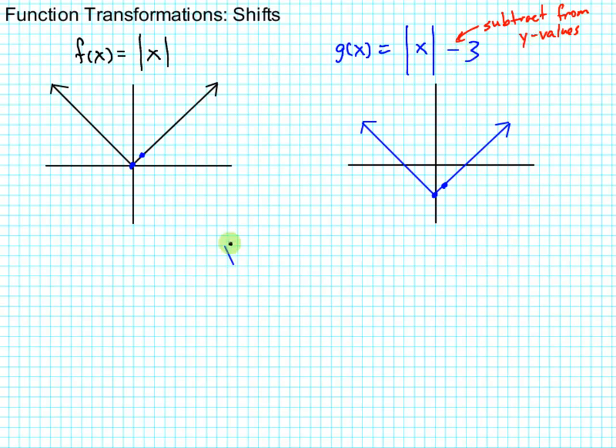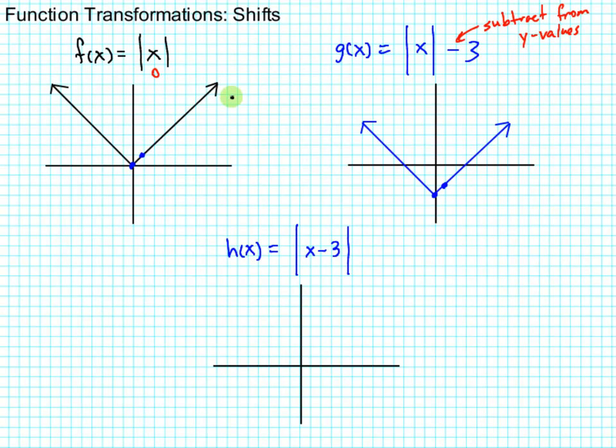Let's look at another one. Very similar, except now we're subtracting 3 from the x. And so what happens here is we need to think, since this is happening inside with the x, up here, if I want the inside of the absolute value to be 0, x would be 0. Down here, if I want the absolute value to be 0, x would have to be 3. So what we have to do is think about this as every x value that we choose here has to counteract the subtraction of 3.